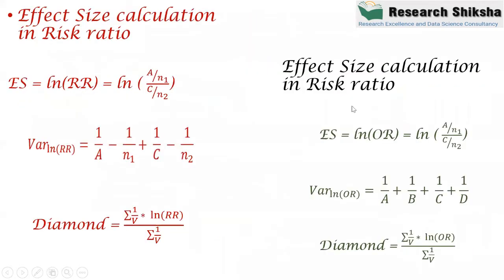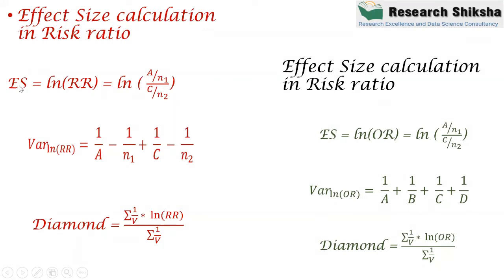Okay, so now the formula for calculating the effect size in risk ratio and odds ratio. Okay, so this is odds ratio. It is wrong. OR means odds ratio. So this is by mistake. It is an odds ratio. I will correct it and send it to you.